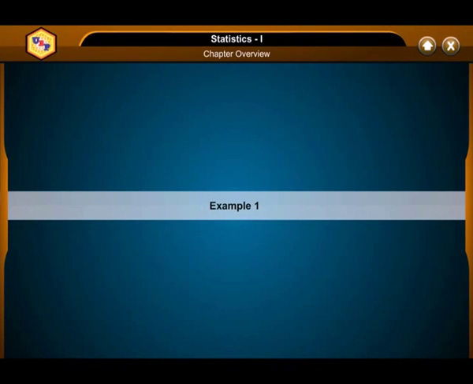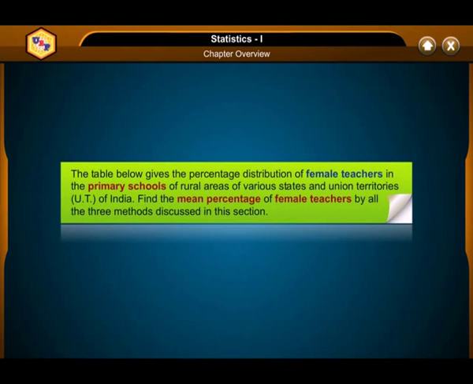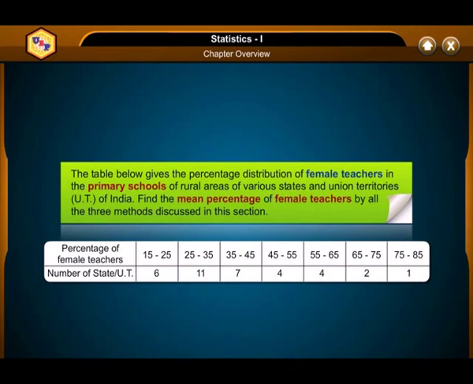Let's solve some examples using these methods. Example 1. The table below gives the percentage distribution of female teachers in the primary schools of rural areas of various states and union territories of India. Find the mean percentage of female teachers by all the three methods discussed in this session. Percentage of female teachers and number of states or UTs.